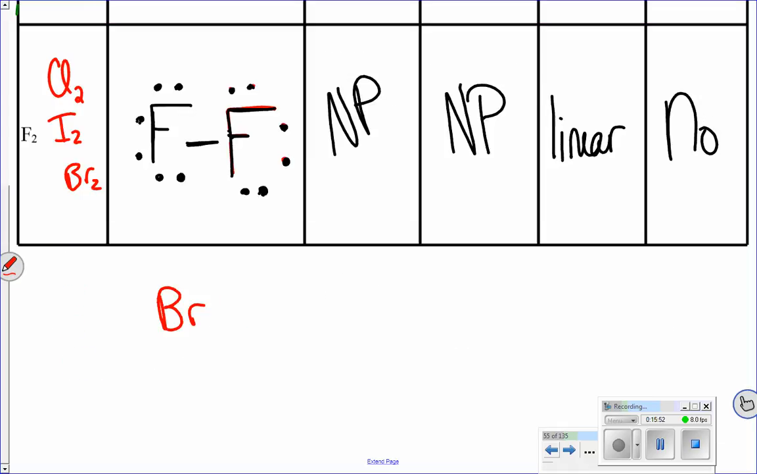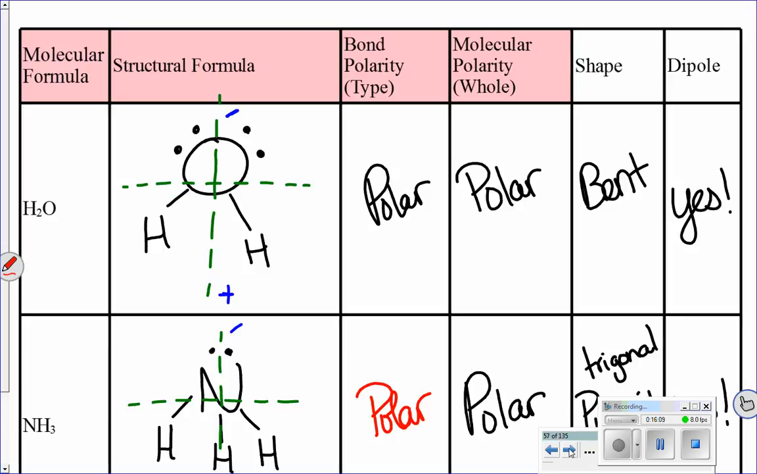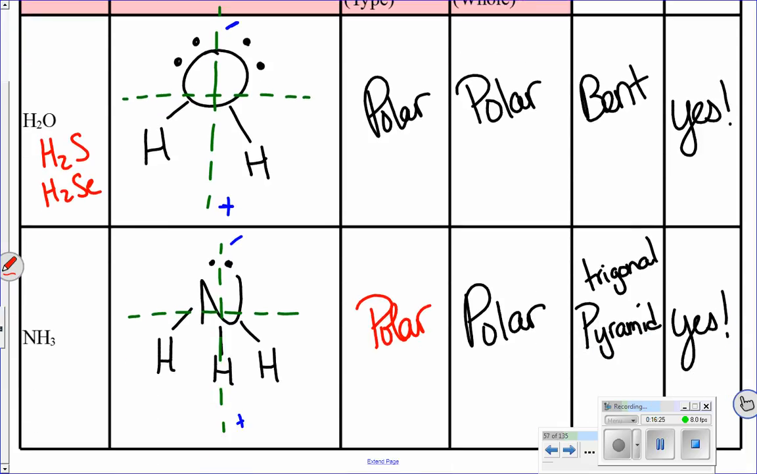If I were drawing Br2, I have the same bonding, single bond between them, and my lone pairs of electrons. Exactly the same, I just flopped out the letter. O2 and N2, there's no one similar to them that's diatomic, so we won't worry about those. H2O, instead of H2O, you might have to draw H2S, I've seen that before, or H2Se. Again, where the O is, you just put in an S or an Se. You don't change the shape, you don't change the number of electrons, anything else like that.